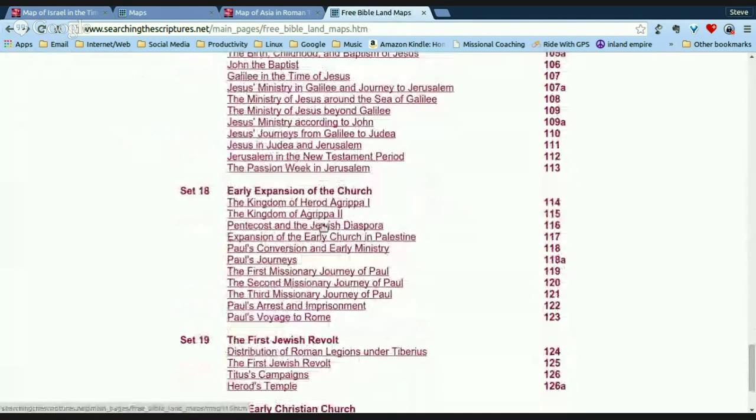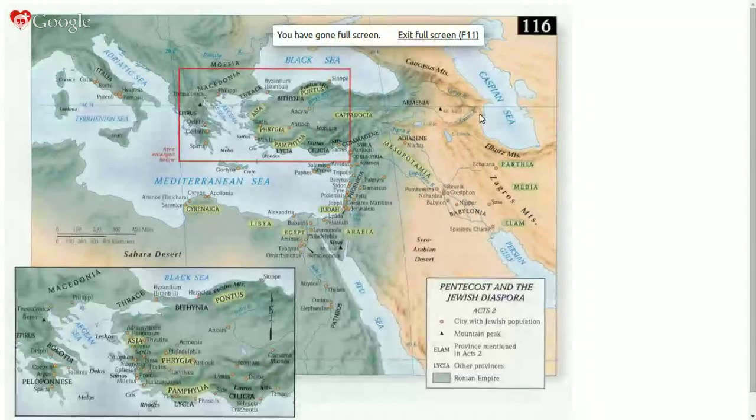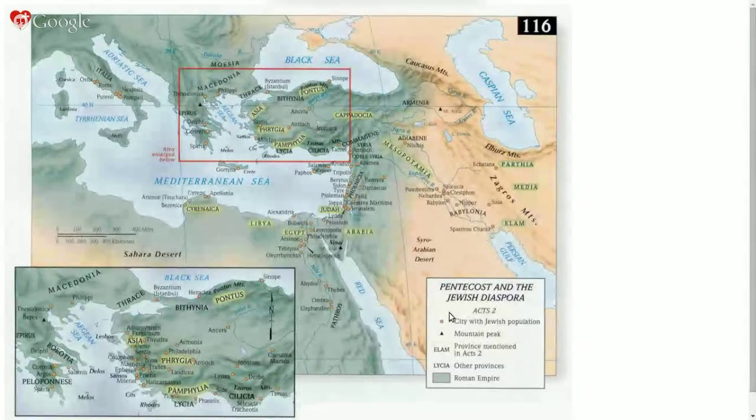This map here is a good one to show the Pentecost and the Jewish diaspora. So if you look at this map here, it says cities with Jewish population. So you'll see all these cities here are cities where there were known Jewish populations. And as you can see, these cities are spread throughout the Roman Empire and beyond the Roman Empire into the old Babylonian, Persian, Greek Empire.